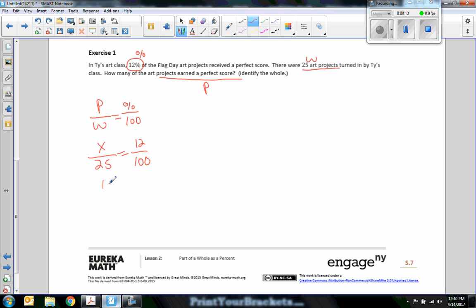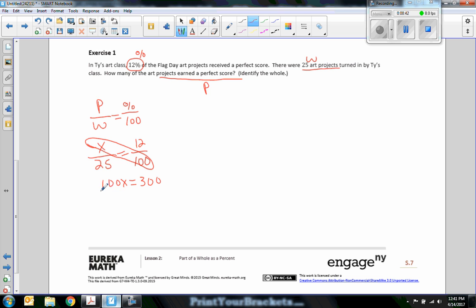Cross multiply, we get 100x. I always multiply the one that has the variable first, so my variable is on the left. I always like my answer to say x equals instead of a number equals a variable. So if I multiply the variable first on the left, then it will stay on the left. And then 25 times 12 is 300.